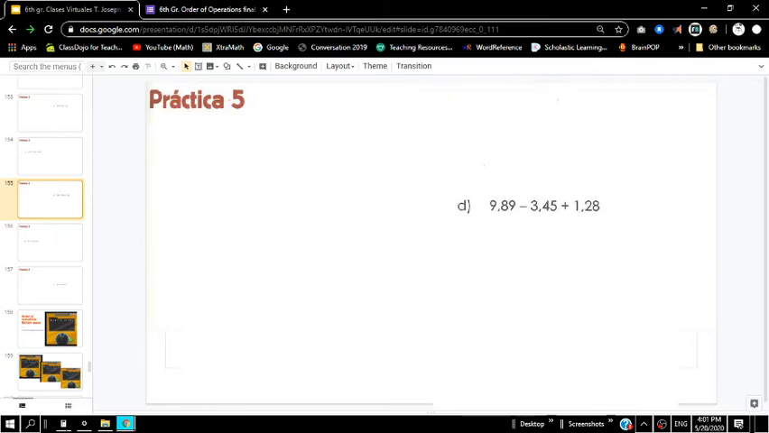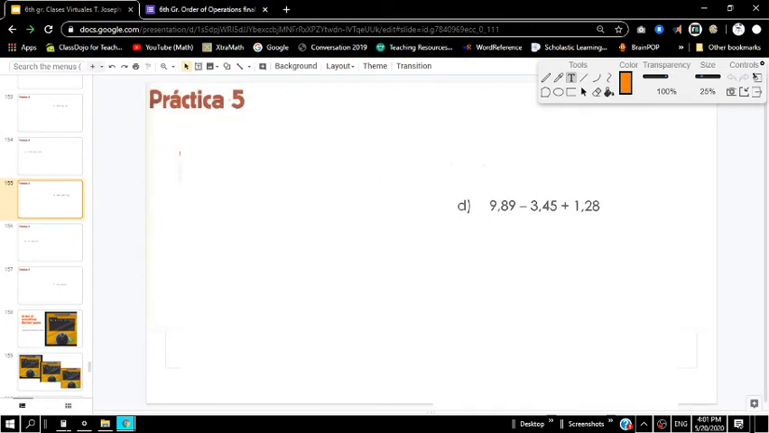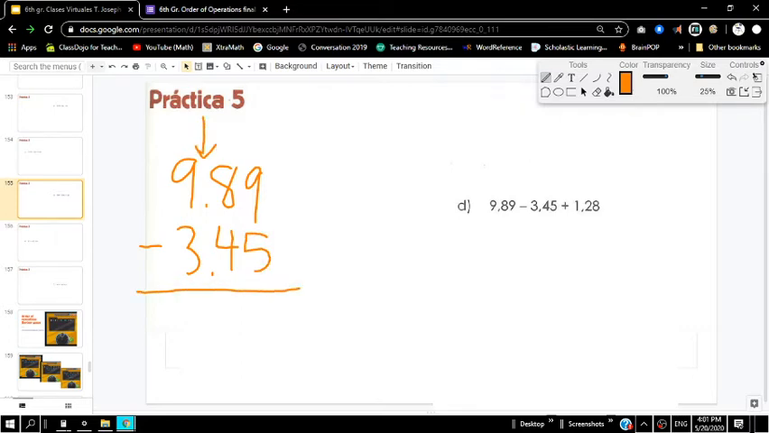So let's do that. Let's go 9.89 minus 3.45. Whoa, let's do that again. 3.45. Again, you need to line up your decimal points. If you don't line up your decimal points, you're not going to get the correct answer. 9 minus 5 is 4. 8 minus 4 is 4. And 9 minus 3 is 6.